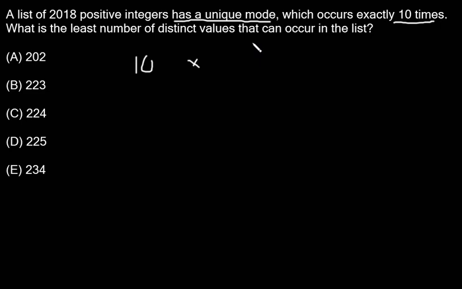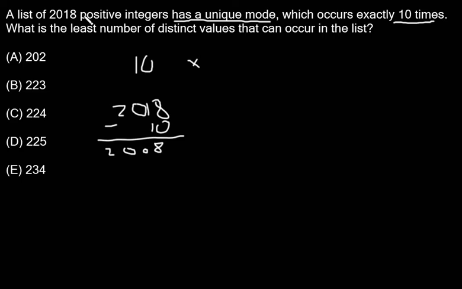And so they're telling us that we have 2018 integers. Alright, so let's subtract 10 integers from our 2018 integers, because that's our number x right there. Minus 10, and we get 2008. So there's 2008 numbers after we subtracted our 10, our mode right here, alright?